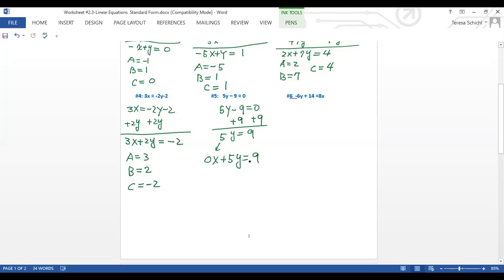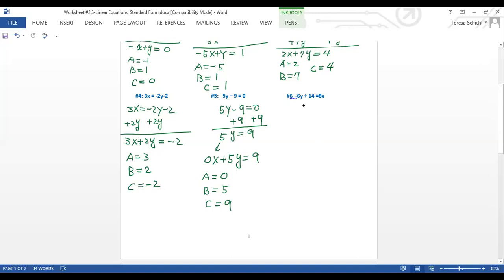So now if you do that, what is my A here? A is the coefficient, the constant in front of x, so it's 0. What is B here? B is the constant of the y, it's 5. And what is the C here? C is 9 here. All right. Okay, let's do our last one here.